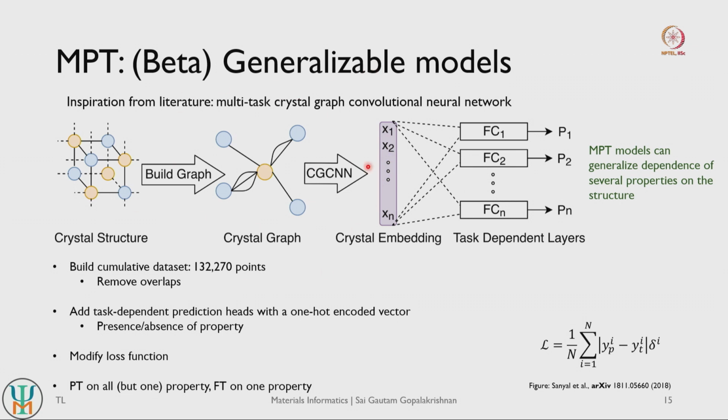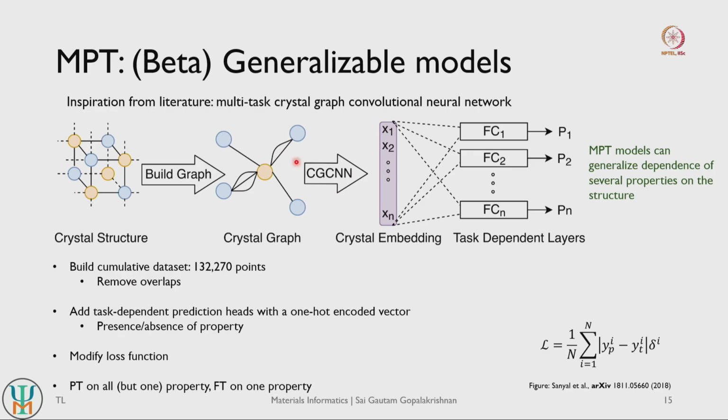So this is where, in our way to create more generalizable models, we used some inspiration from literature, where the authors had used a multitask learning approach to train their crystal graph convolutional neural network. So we took inspiration from this network, and we came up with the idea that instead of pre-training on one specific property, why don't we pre-train on multiple properties at the same time, right. Maybe this will give us more generalizable models, or models that understand structure property correlations in a more efficient manner, right.